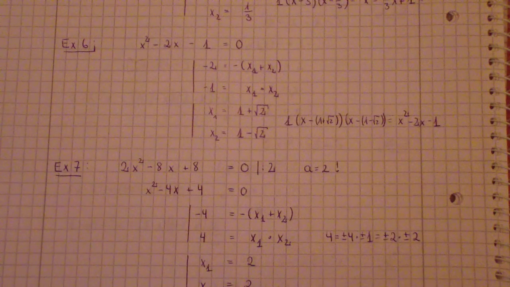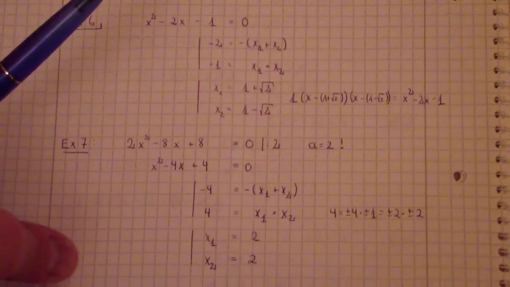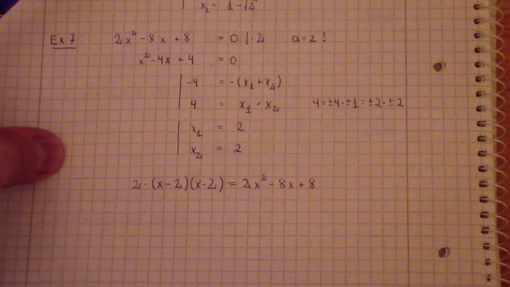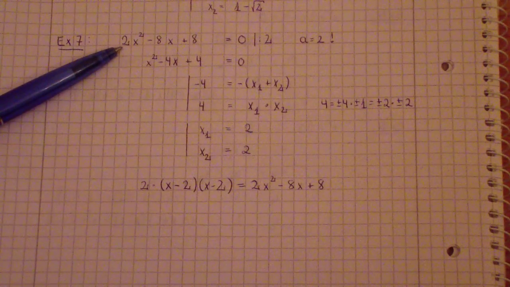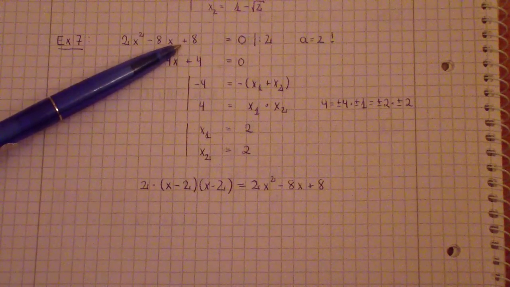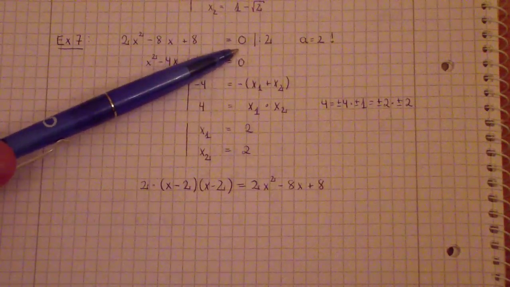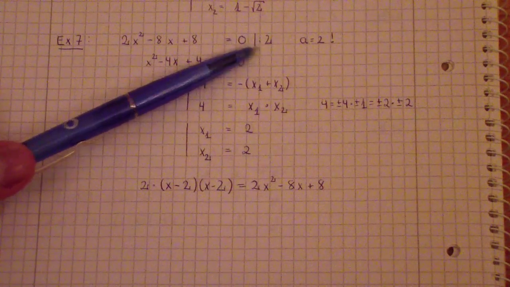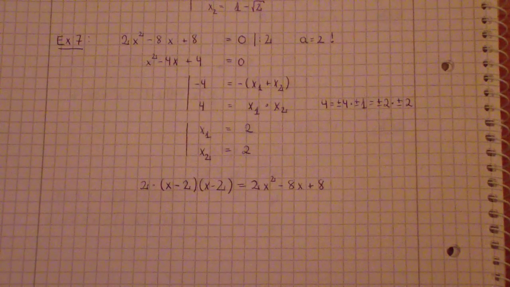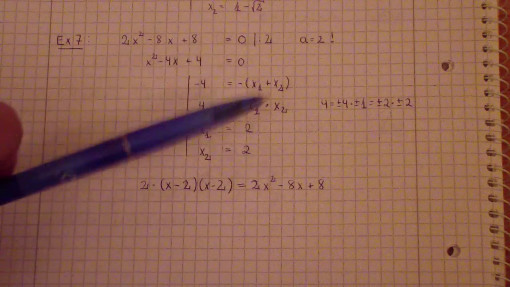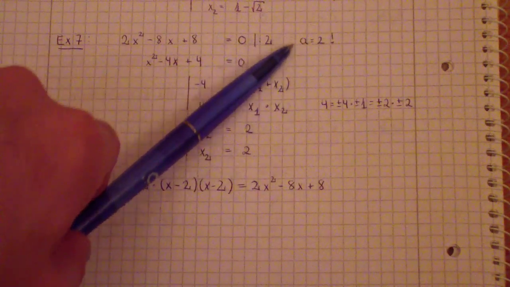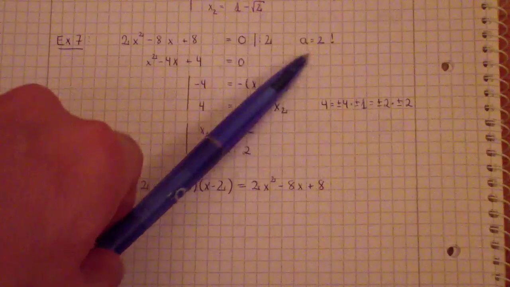Okay, this was a hard example, and now let's come to the last example, which should also be mentioned in this video. It's very general: 2x squared minus 8x plus 8. First I want to divide by 2, because we only want to look at normalized solutions. We divide by 2, and we remember that the quadratic coefficient is 2.